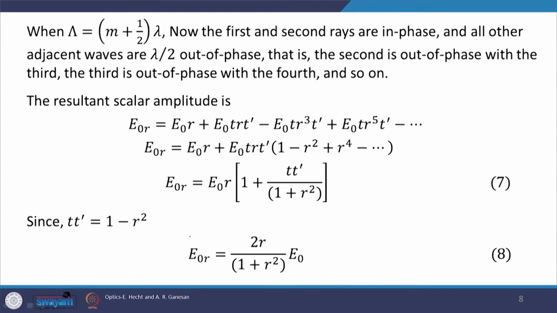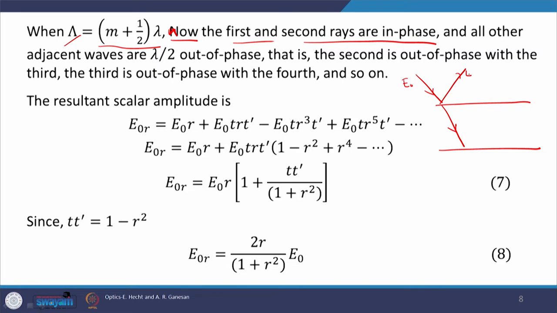Okay. Now, let us consider the second case of optical path length difference, where we assume that the optical path length difference is a half integral multiple of lambda. Okay. Now, in this case what will happen? Now, the first and second rays are in phase. How? Let us again draw the picture. This is the wave which is falling on the film, and this is the transmitted wave. This is the first reflection, which is E1r, again reflection, transmission, this is our E2r, and this is our E3r.